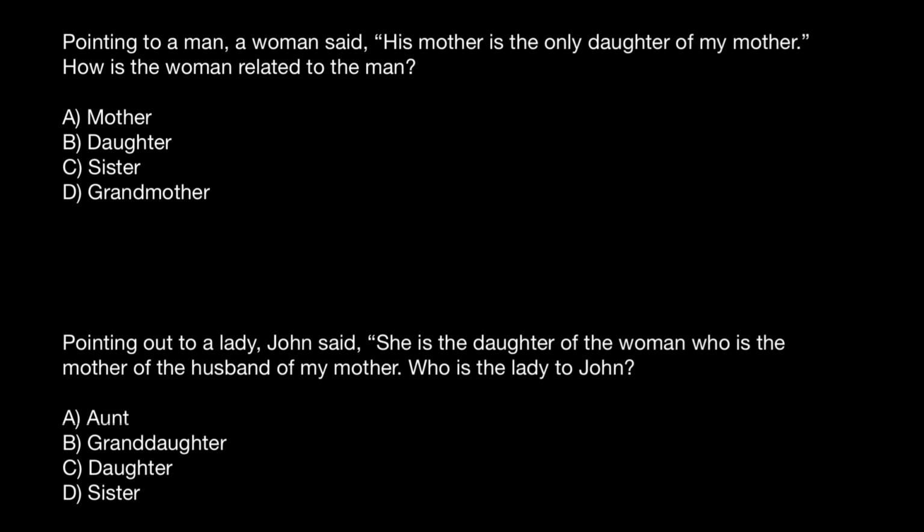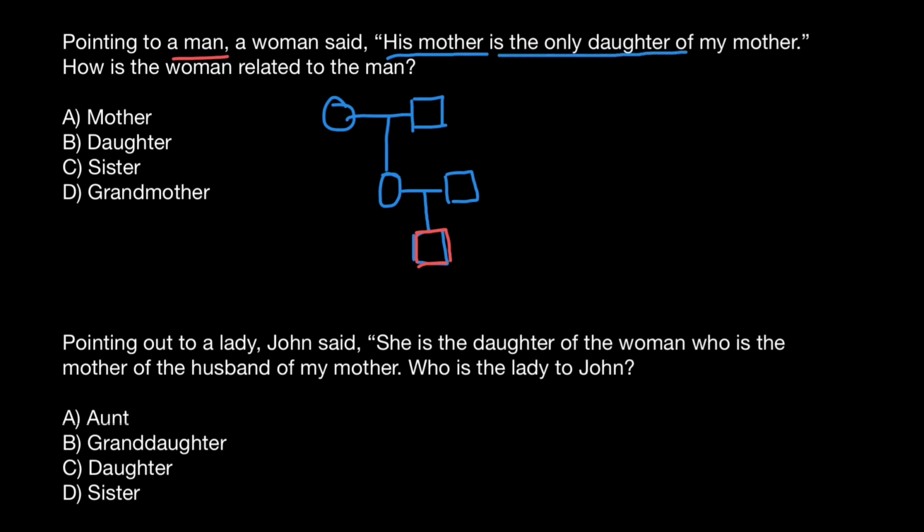So what we know: we have a man, and we know that he has a mother and also a father. Every person on earth has a mother and a father. Let's also change colors. So we are talking about this person, and his mother is the only daughter. Let's also add parents here. So she has a father and a mother. Now she is the only daughter of this couple. So she is the only daughter of my mother.